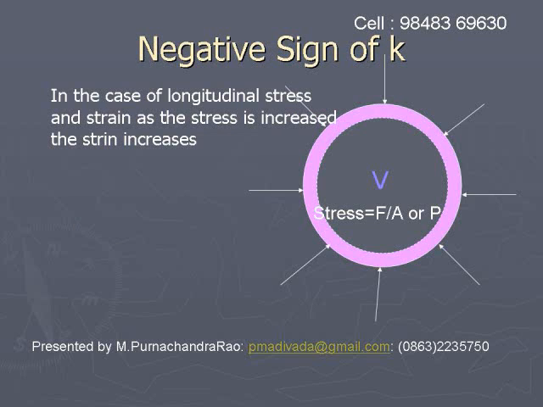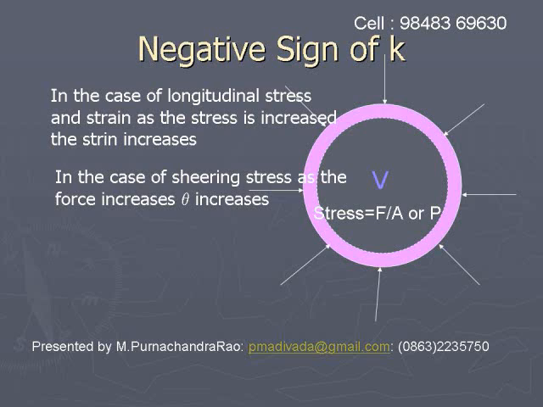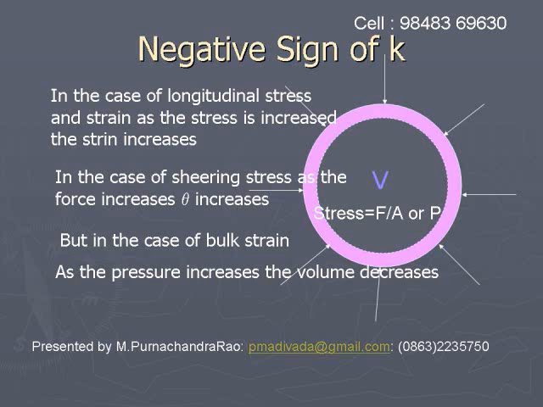In the case of longitudinal stress and strain, as the stress is increased, the elongation will also increase, so the strain increases. In the case of shearing stress, as force increases, the deformation theta will also increase. But in the case of bulk stress, when the pressure is increased, the volume of the body decreases. So V bears an opposite relation to the applied pressure or force. Hence, to indicate this opposite nature, we have introduced the negative sign. Pressure and volume are inversely proportional. As the pressure increases, the volume decreases. This nature is indicated by the negative sign.